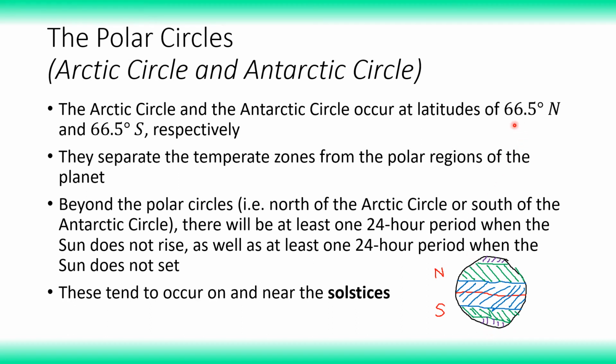And the positions of these circles, along with the positions of the tropics, are actually directly related to the tilt of the Earth's axis. And we'll see that a little bit later on. But basically this 24-hour period with no sun or with all sun, these tend to occur on and near the solstices, because that's when the planet is tipped to its greatest extent either towards the sun or away from the sun. If the planet's tipped as much as it can go towards the sun, then you're going to get a 24-hour day. And if it's tipped as far away as it can be from the sun, then you're going to get a 24-hour night. So that's what occurs in these extreme north and extreme south regions of the planet.